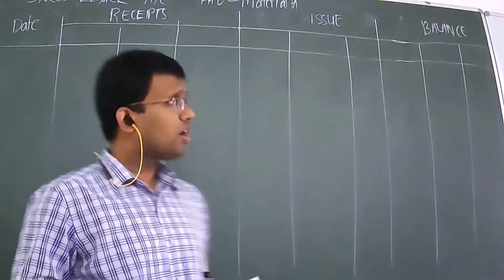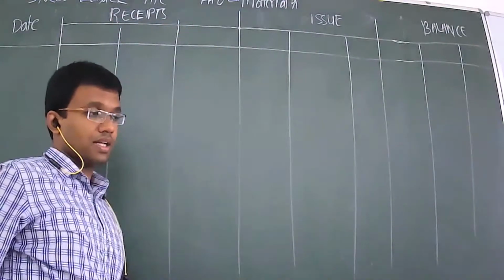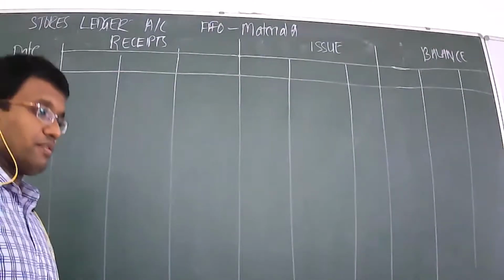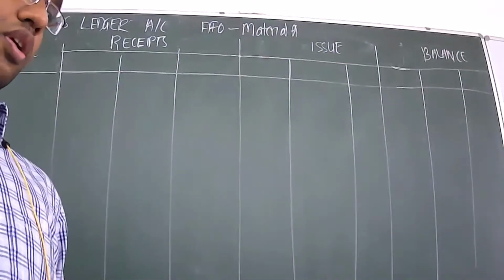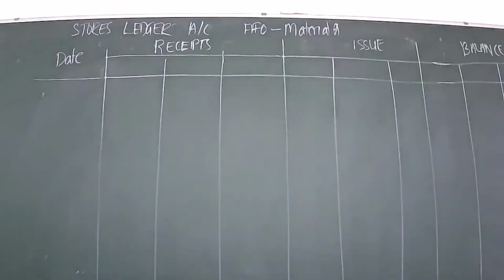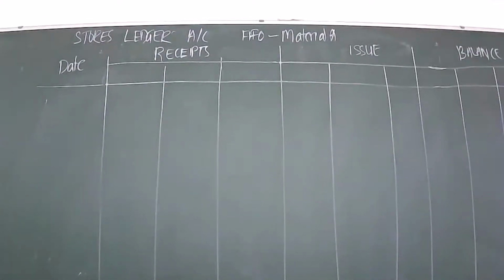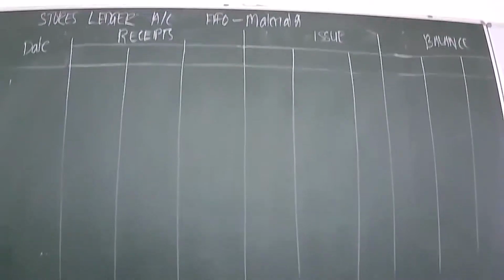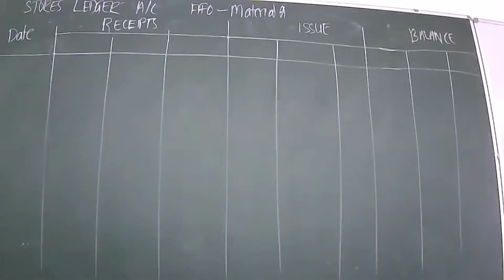Now, if you notice, I prepared the store's ledger account, and I've mentioned on top that I would be maintaining this using FIFO. So what does FIFO stand for? FIFO stands for first in, first out. So what that means is what has come in at first, that item would be issued, that would be the first item to be issued. And we would also be learning how to go about pricing the material in the case of FIFO.